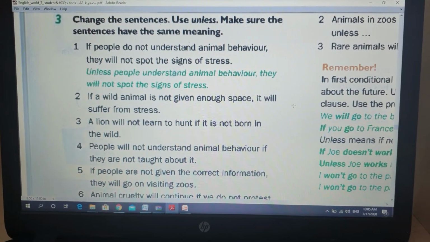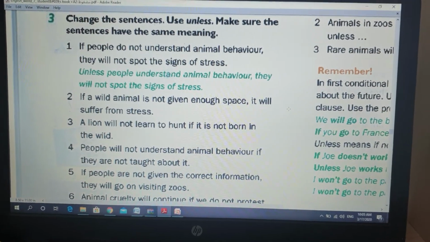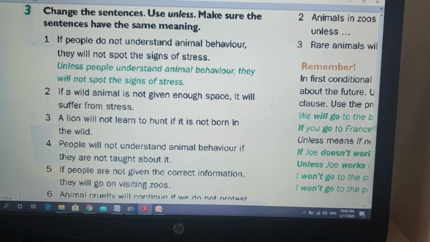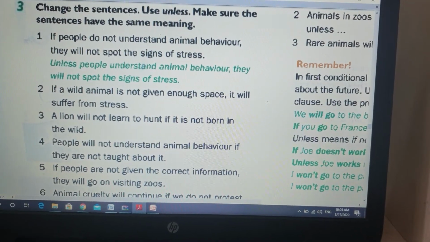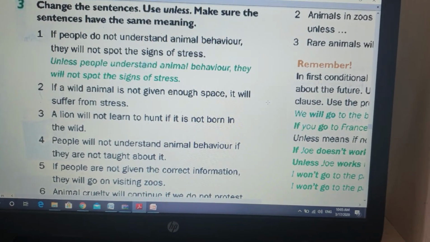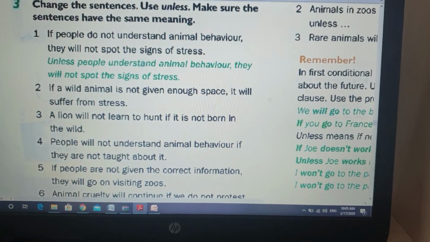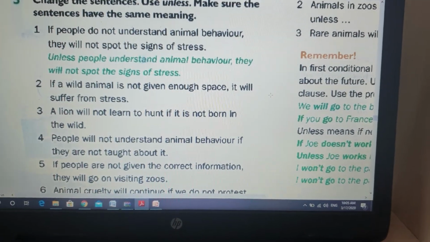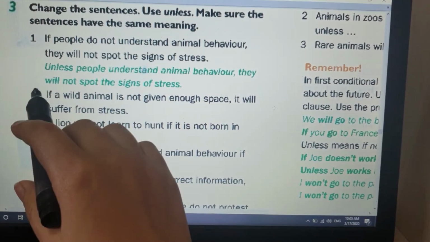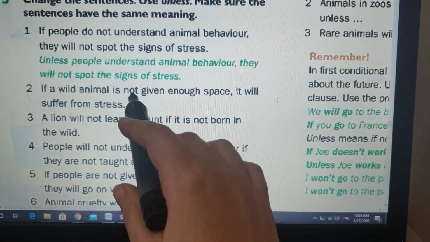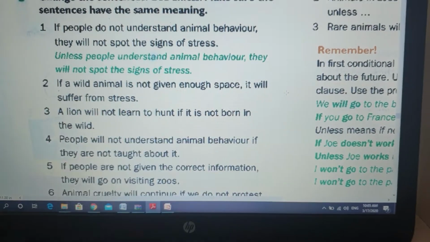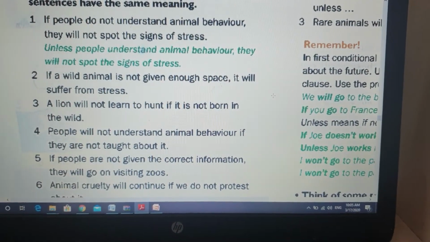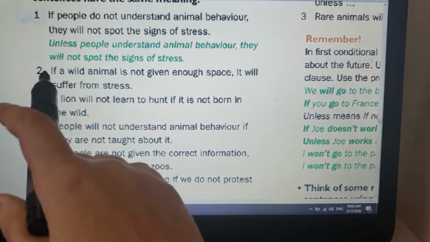In activity number 3, I want you to bring a paper and pen or pencil. We need to change these sentences by using unless. Make sure the sentences have the same meaning. We said unless means if not. So we are going to delete the if and delete the not, and we use unless. I will show you the answers. We will start from number 2.